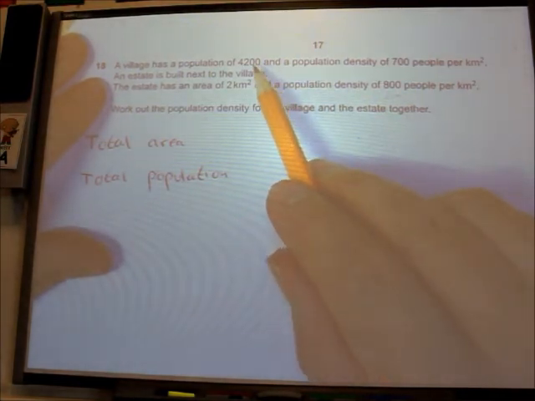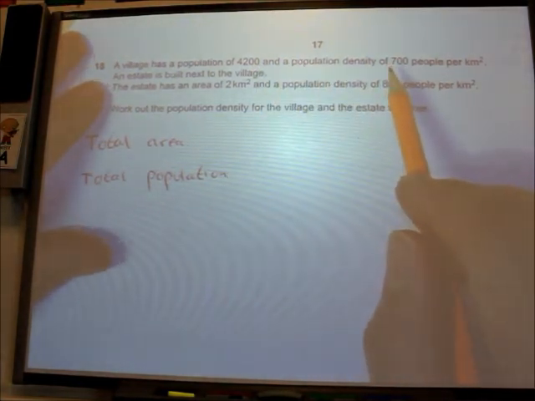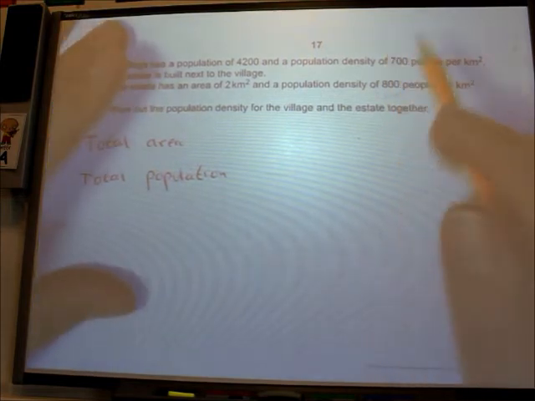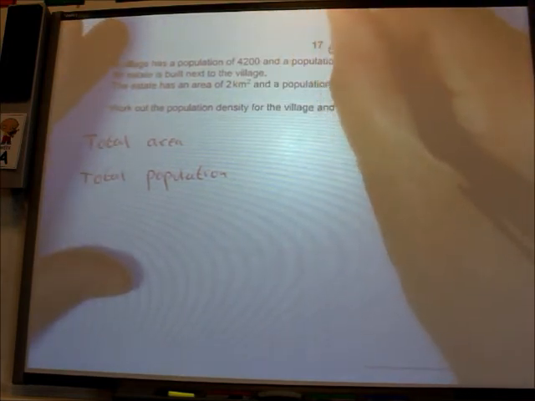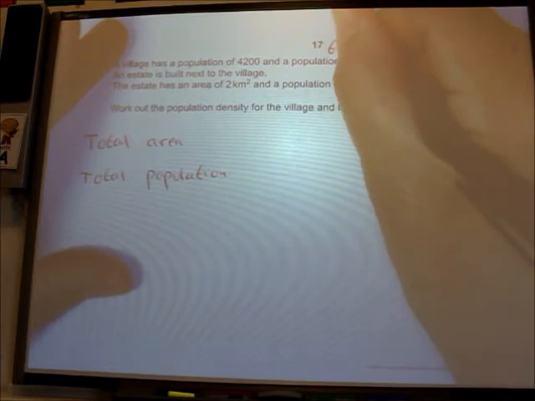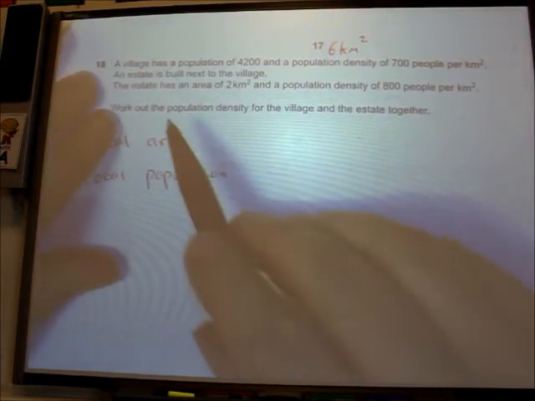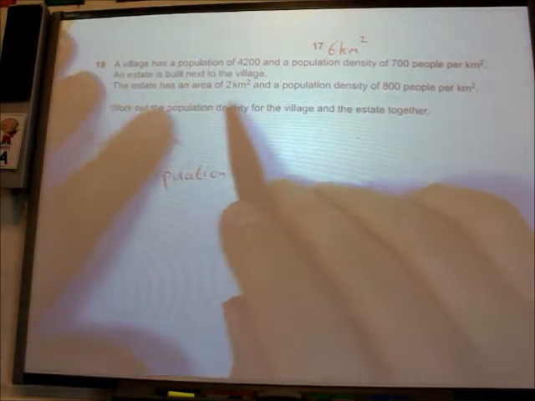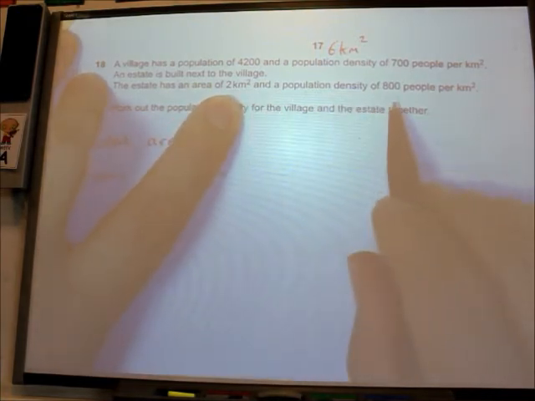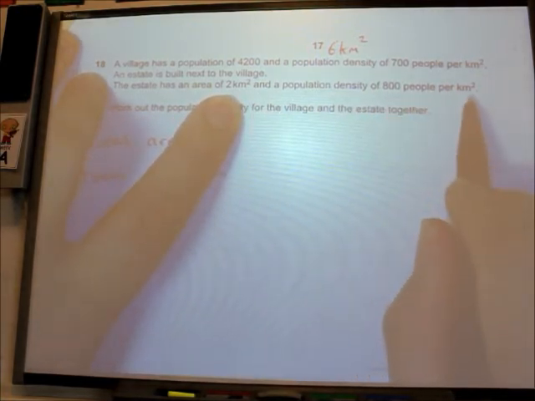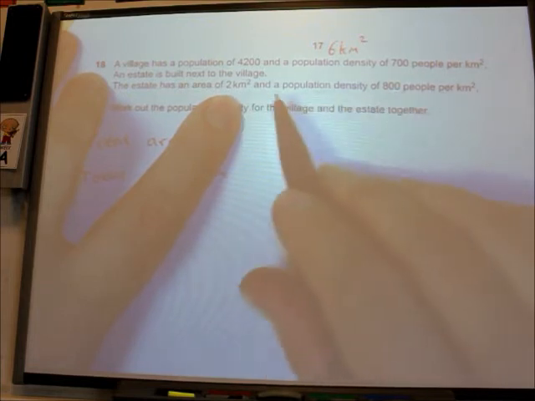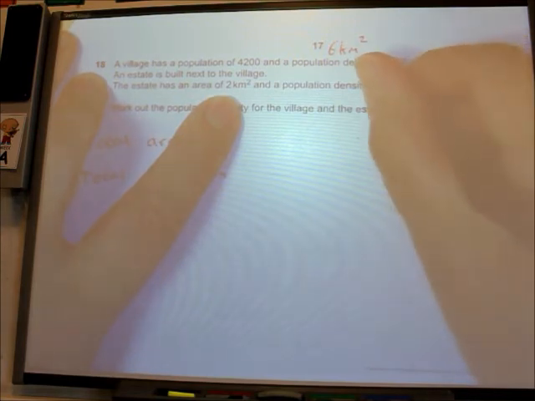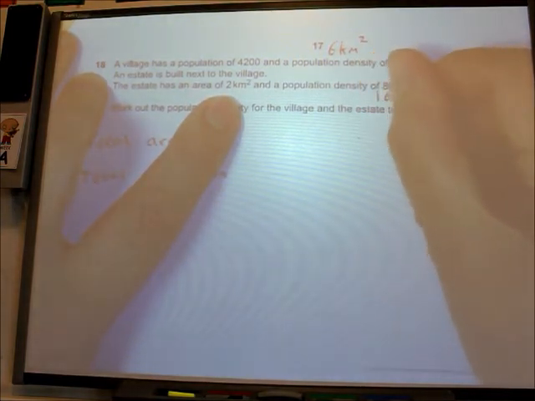Well, you could do 4,200 divided by 700, or you could go up in 700s, but basically the area of this village, or the size of this village, is going to be 6 kilometres squared. An estate has been built. It's got an area of 2 kilometres squared and a population density of 800 people per kilometre squared. So for every kilometre squared there's 800 people, there's 2 kilometres squared, so there must be 1,600 people.